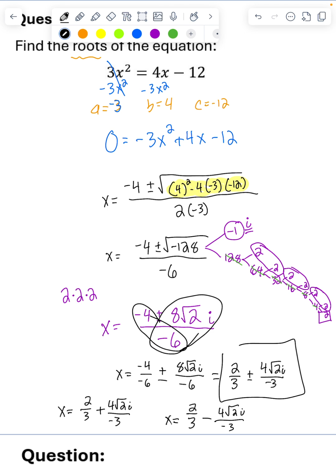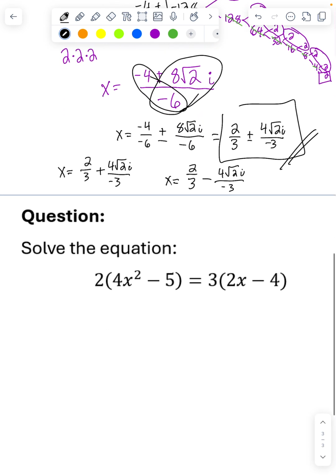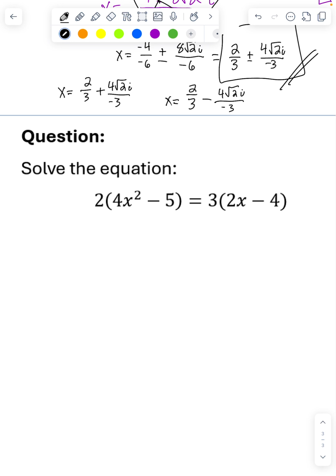All right, but again, I'm okay with you leaving it like this, just as one thing. But no, that's 2 different answers. All right, last one, we'll step it up a little bit more once again, and then we'll call it a day. So this last one, we got to solve. Now again, we don't have an equal 0, so we got to do that first.